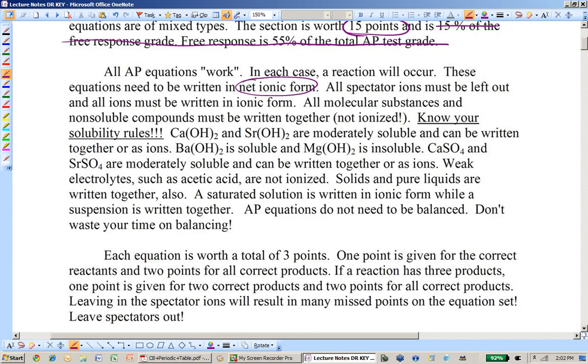And you should have already listened to the recording, or at least been taught in class, how to do basic net ionic equations. So what I will tell you, and this is good news, I know I don't always deliver good news, but this is good news.